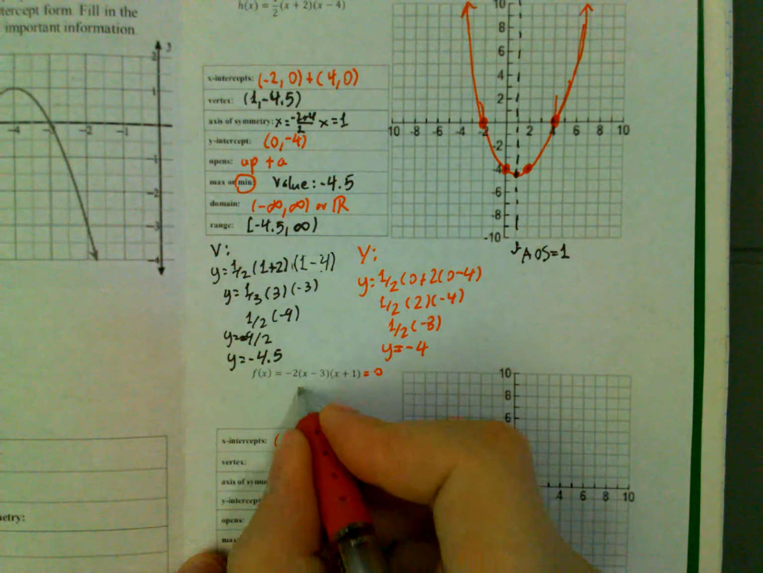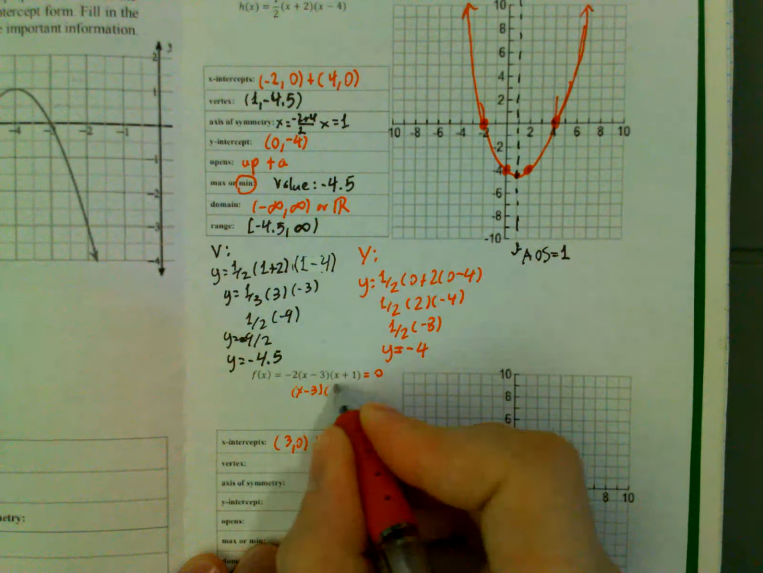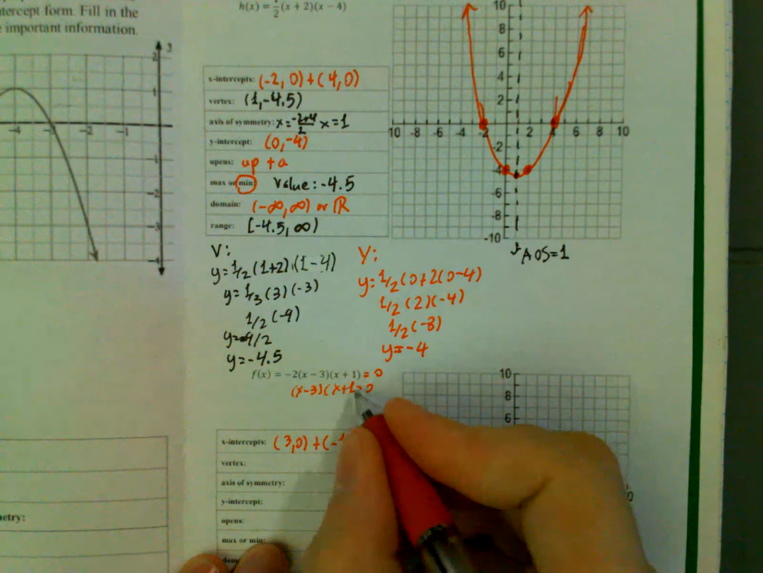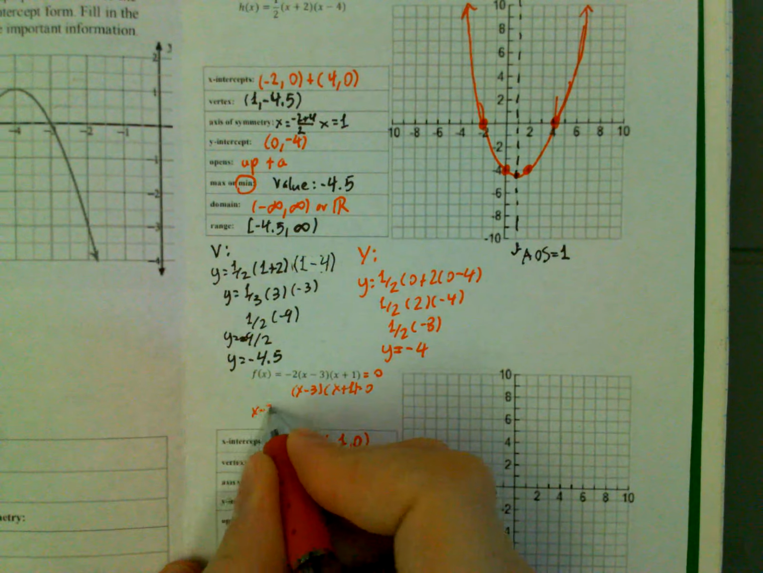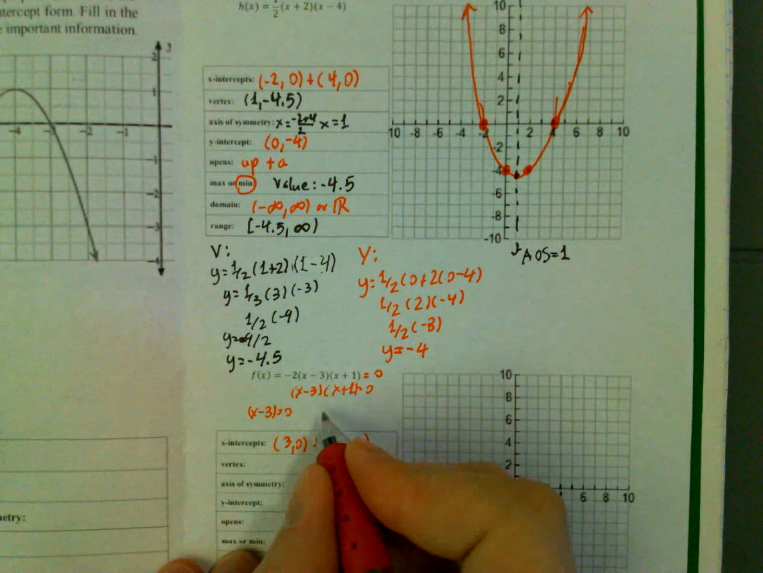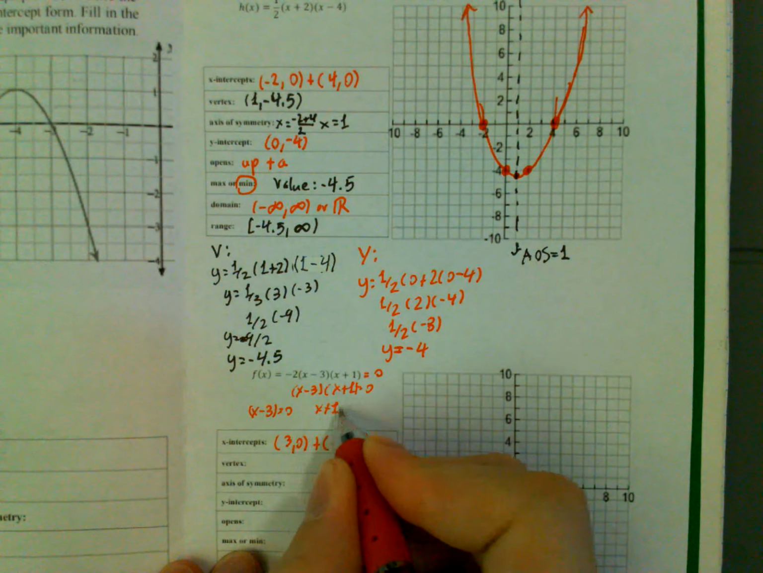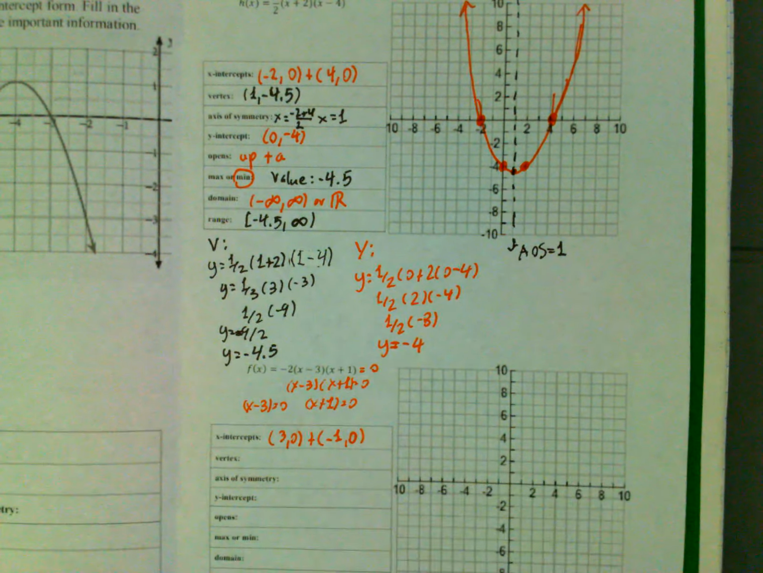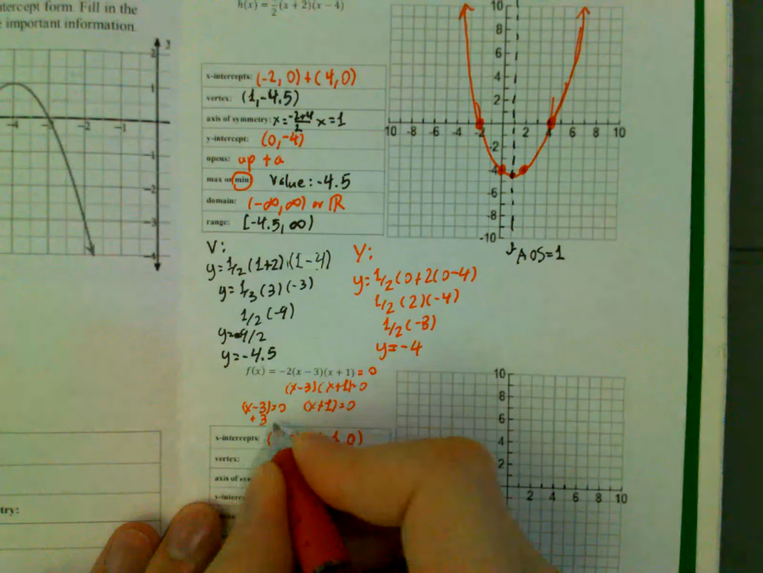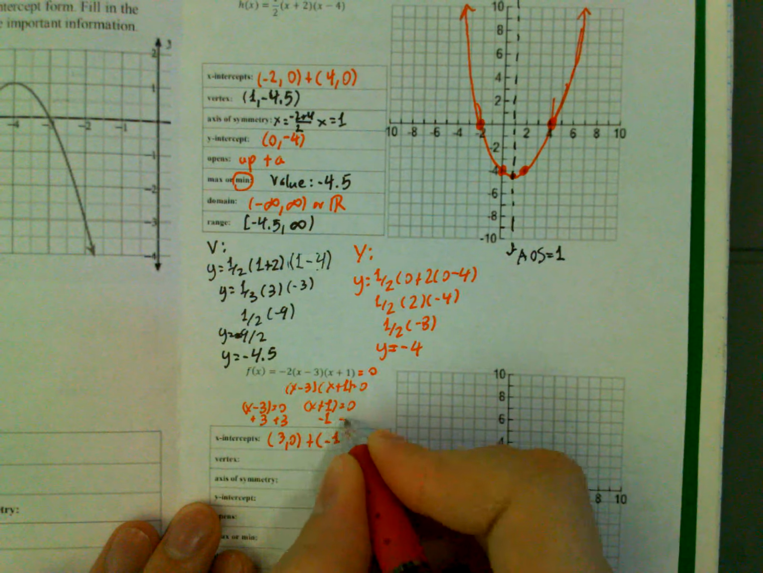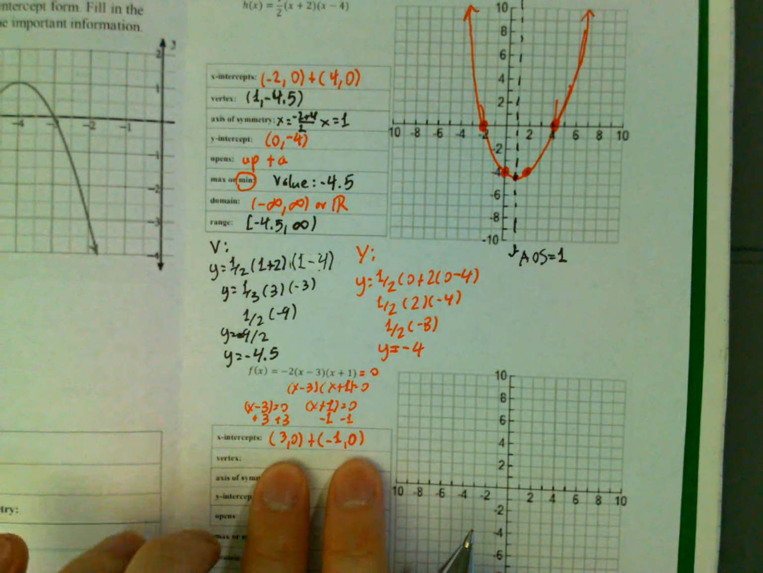So all you're going to be left with is (x minus 3)(x plus 1) equals 0. You're going to split that up. You're going to have x minus 3 equals 0. You're going to have x plus 1 equals 0. If I add 3 to this side and subtract 1 from this side, I end up with these guys.